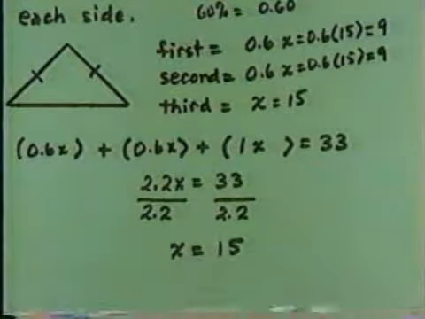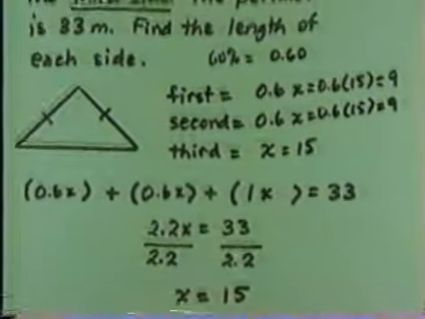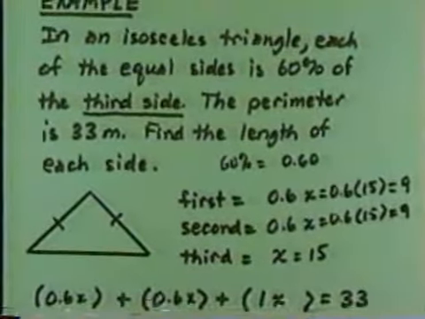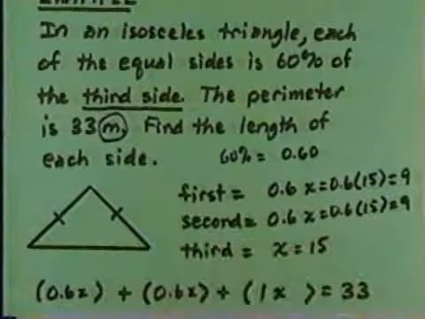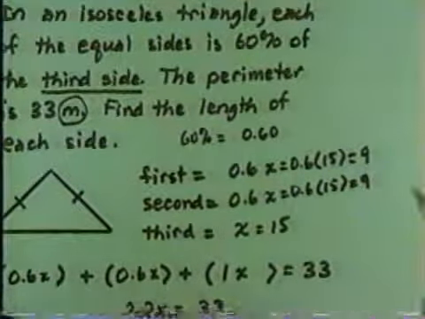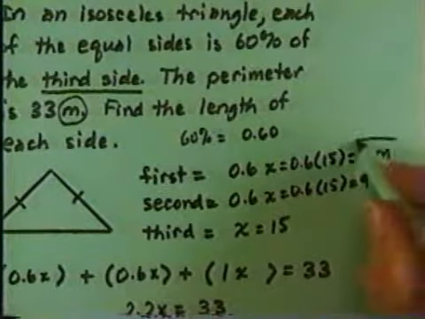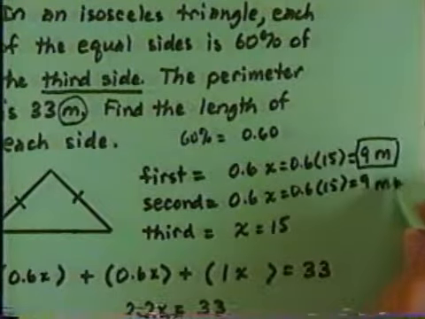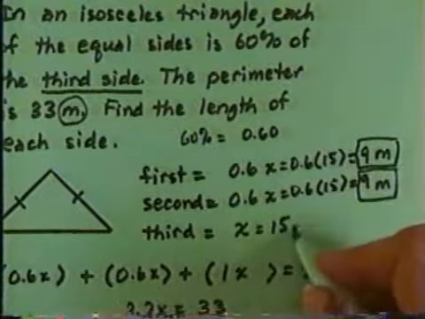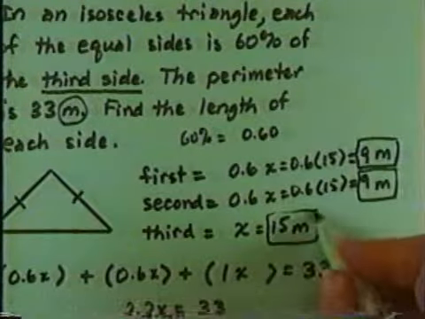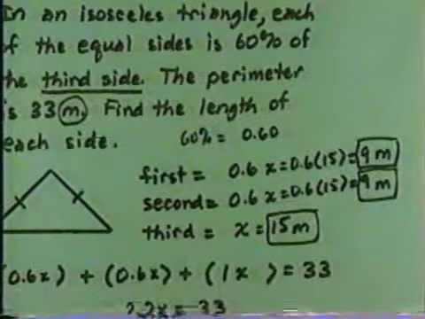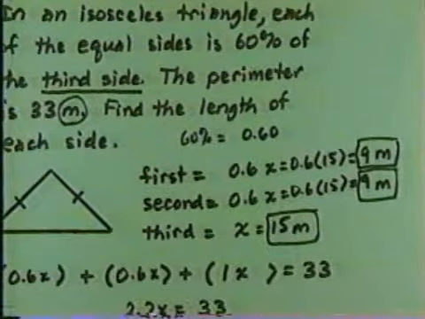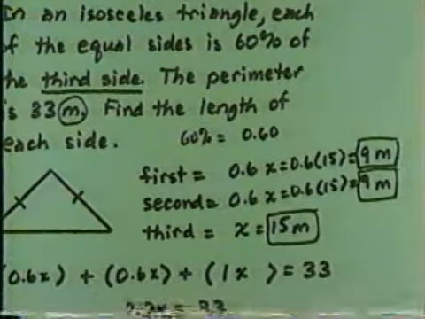The only thing left now is to determine what the units are, so we'll return to the original problem, and we notice that the only unit of length we're told is meters. And so we have 9 meters, 9 meters, and 15 meters for our 3 sides of that isosceles triangle.